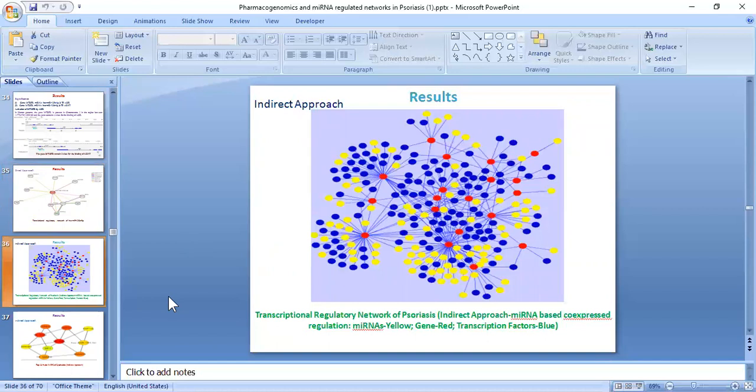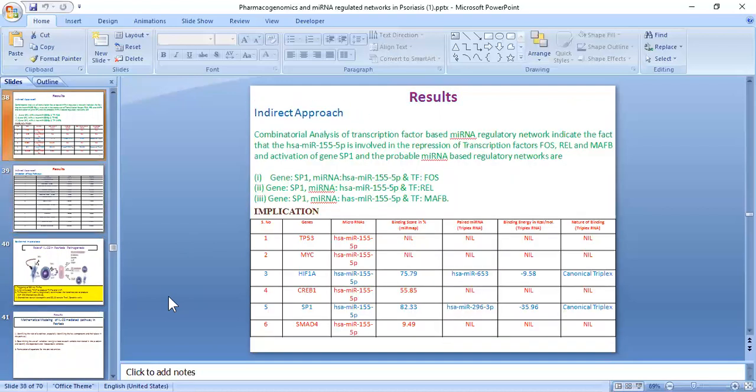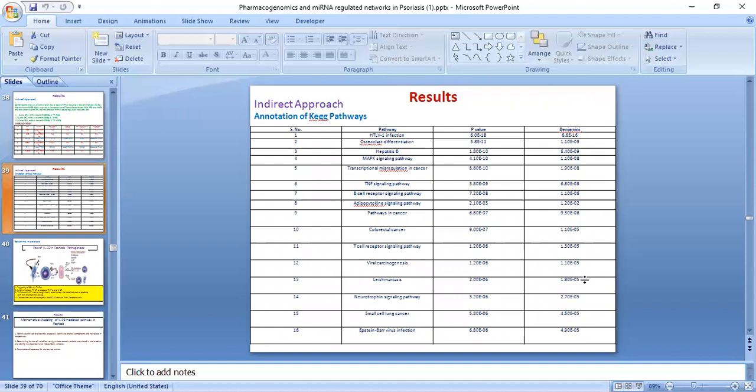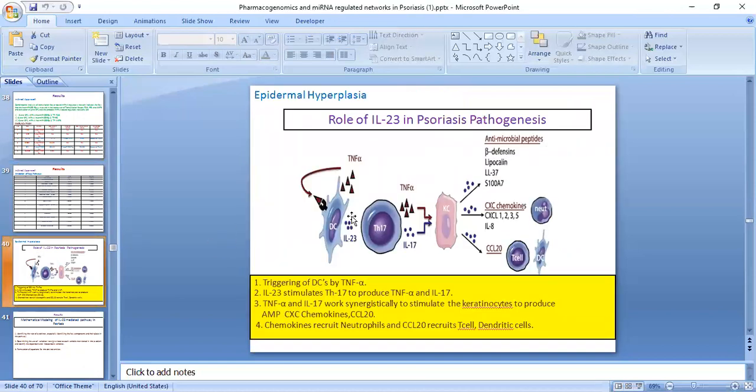With respect to the indirect, that is the transcription factor-based binding, it's not only the duplex, it can also form canonical triplex. That is, two mRNAs combined together can also regulate a network. And in this approach, notably, it's the HTLV-1 infection that can also give rise to psoriasis in some conditions. And when it comes to the modeling part, it's the epidermal hyperplasia, which is the pathogenesis starting point in psoriasis, and IL-23 is a novel biomarker which induces the epidermal hyperplasia to get the psoriatic lesions in the skin.